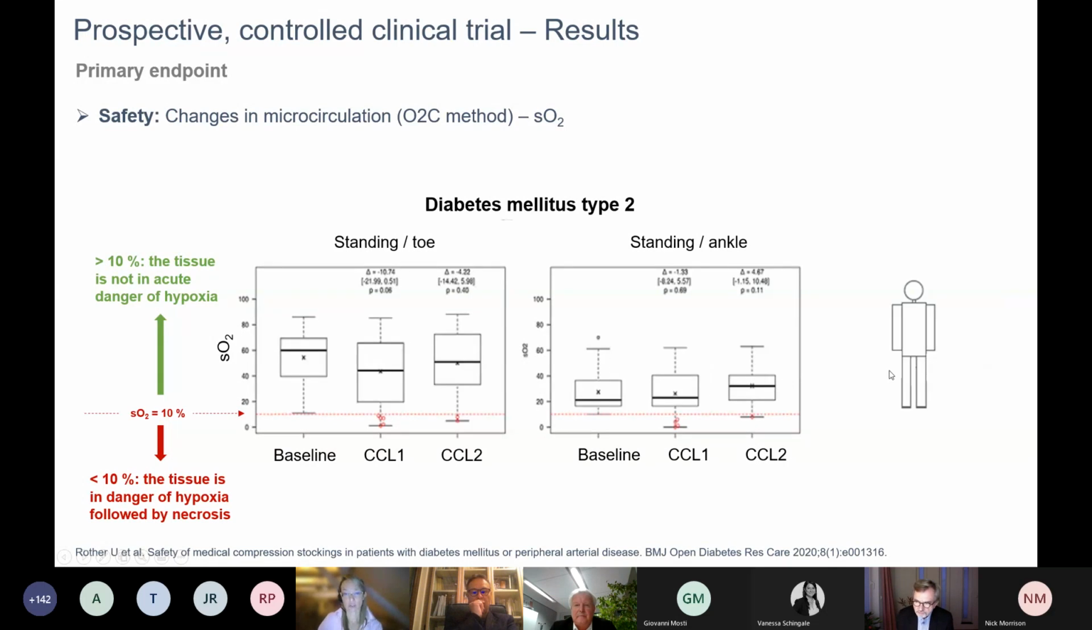What happens in the standing position? Again, diabetes mellitus patients in the standing position at the big toe and at the lateral ankle. Again, you can see that at baseline and also upon application of compression class 1 and 2, there is a stable microcirculation at the big toe, and the values are quite high and well above this critical threshold of 10% oxygen saturation. The same is true in the standing position at the lateral ankle. Again, you can see no aggravation or worsening of the microcirculation, also in the standing position, where we have the hydrostatic pressure of 100 millimeters of mercury on top. So these were the results for the diabetic patients.